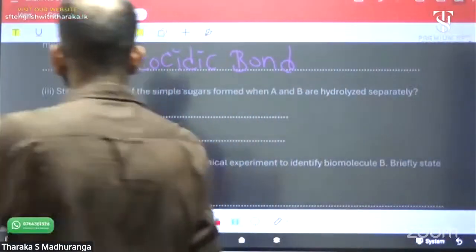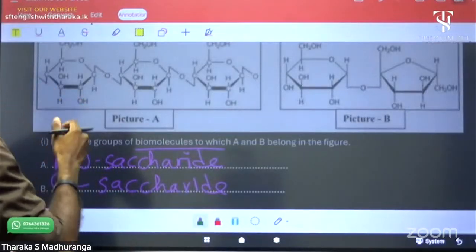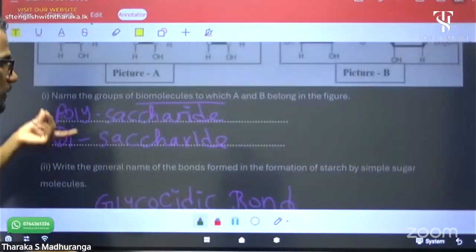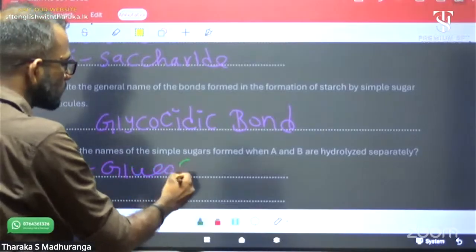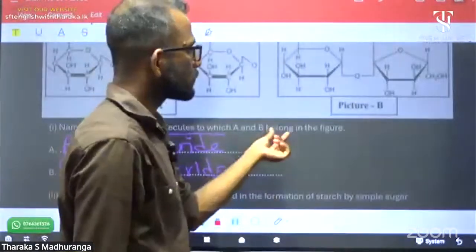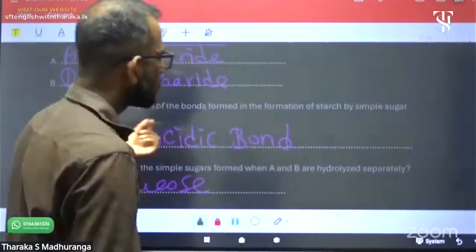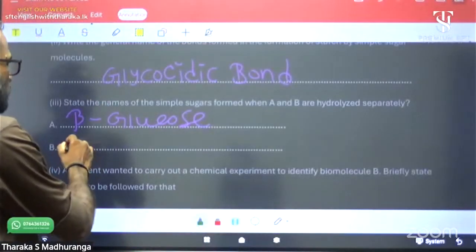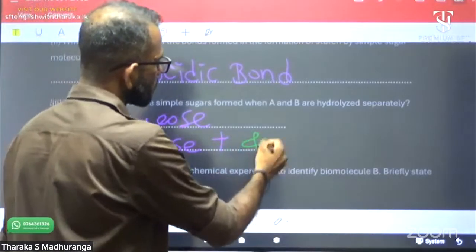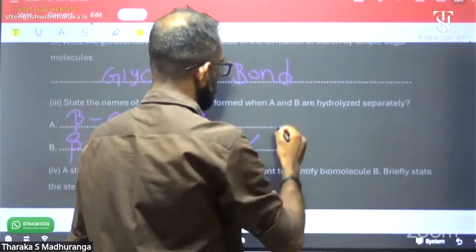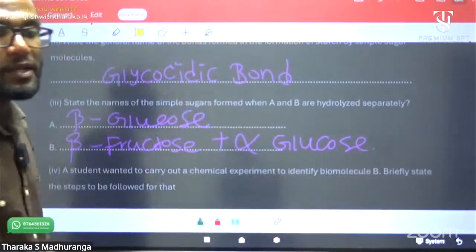Hydrolysis. If it is broken down, A converts into beta glucose. B is a sucrose, no? Then it gives alpha glucose and beta fructose. I think you remember. Yeah, alpha glucose and beta fructose.